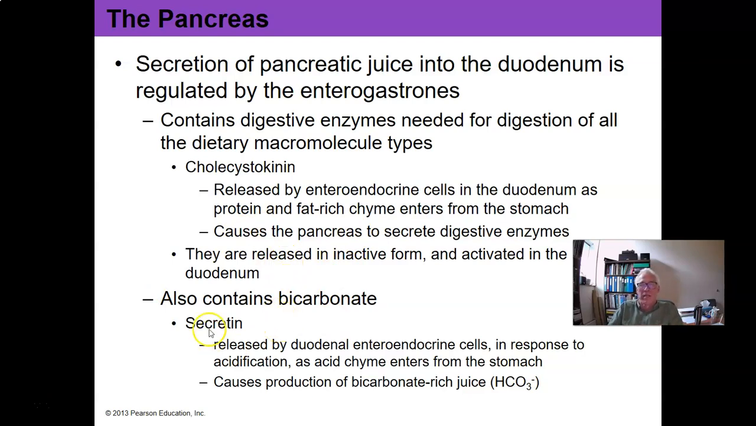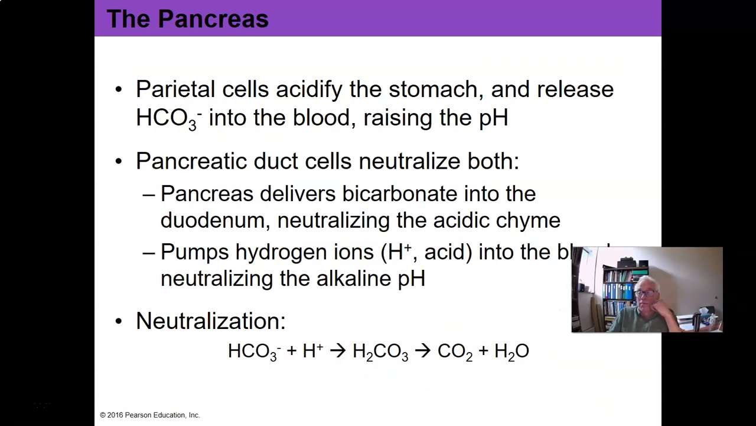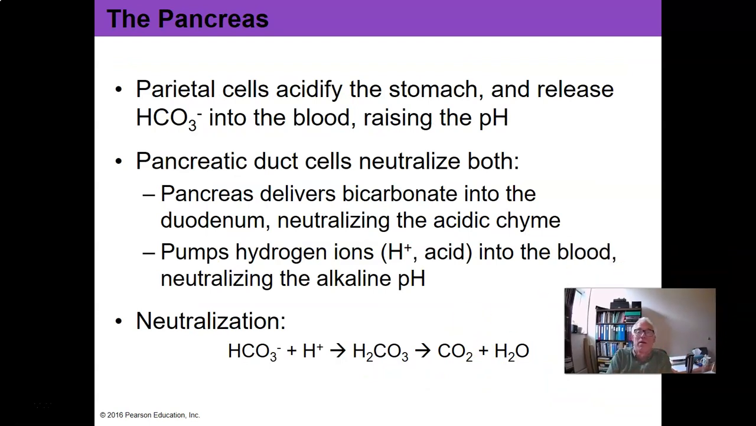So what causes that to come out? Secretin. Secretin is released from enteroendocrine cells in the duodenum when the acidic chyme arrives in the duodenum. So acidification causes secretin to come out. What does it do? It feeds back and inhibits the stomach, but it feeds forward and causes the pancreas to release bicarbonate-rich juice that will neutralize that acid. So yeah, what are we talking about here?